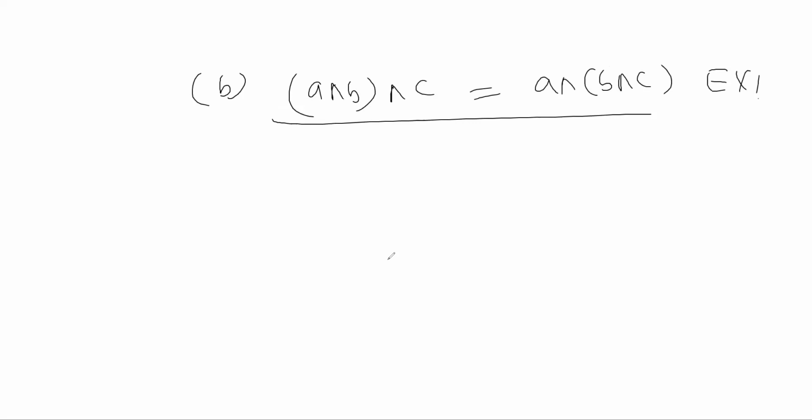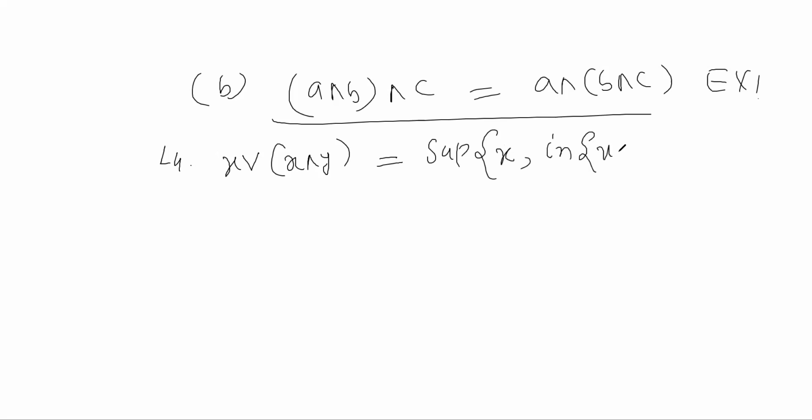Now L3 is also straightforward. Now what about L4? Absorption laws. X join (X meet Y), by our definition, is the supremum of X comma the infimum of X and Y, and this is the same as X.